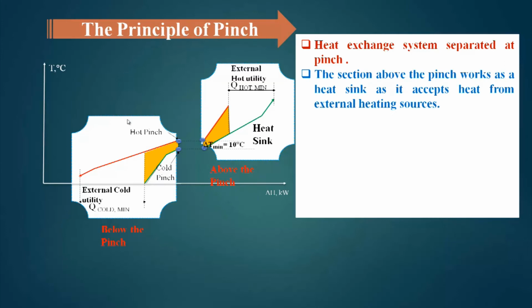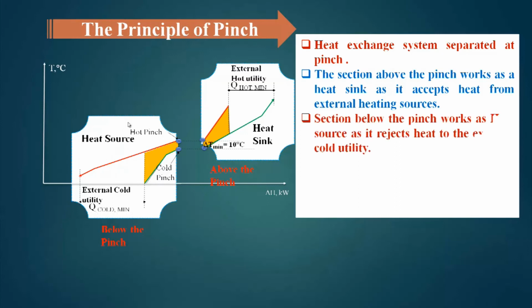The section above the pinch works as a heat sink, because it accepts heat from the external heat sources, whereas the below pinch area rejects heat to the atmosphere, and hence it is a heat source. That means the below pinch area is always ready to provide heat to the outside world, whereas the upper part of the pinch area is always ready to accept heat from the outside world, and that is why the upper pinch area is a heat sink and the below pinch area is a heat source.